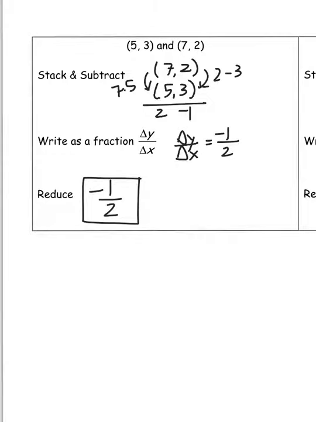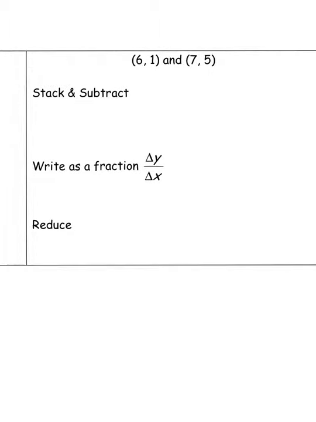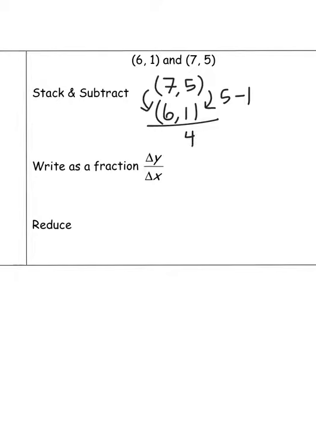On to our last example. So our last example, we have 6, 1, and 7, 5. I am going to choose 7, 5 to go on the top when I stack because 7 and 5 are both bigger than 6 and 1. Now I'm going to subtract 5 minus 1 and I get 4. And 7 minus 6 and I get 1. So write as a fraction change in y over change in x. My slope is positive 4 over positive 1.